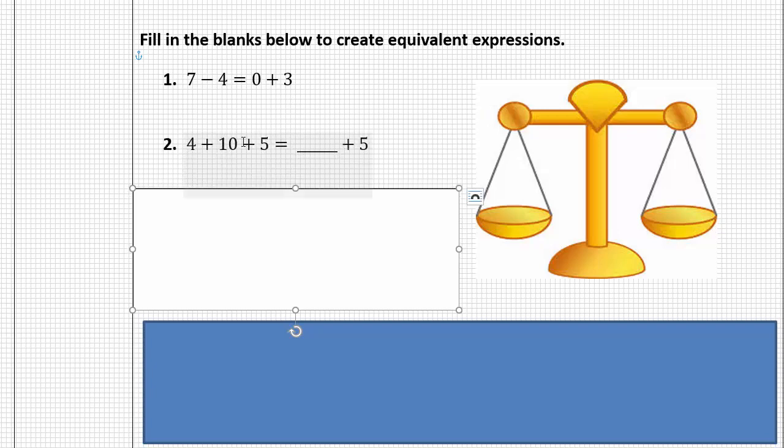It's an equation right now, and we want to make the left expression equivalent to the right expression. On the left we have 4 plus 10 plus 5 is equal to what plus 5? So again, what would make this a true statement? What value can we put here so that the left expression has the same value as the right expression?